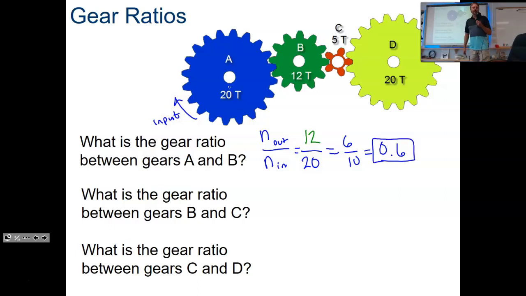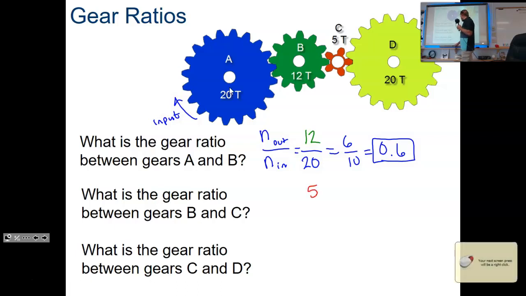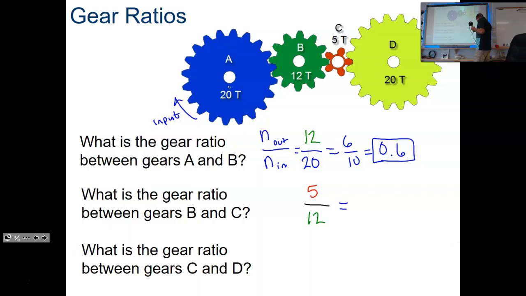What is the gear ratio between gears B and C? Same thing. It's going to be the number of teeth out, which is going to be 5, divided by 12. So 5 divided by 12. Mr. Hare needs his calculator for that one. 0.42. Put a 0 there for two significant figures.